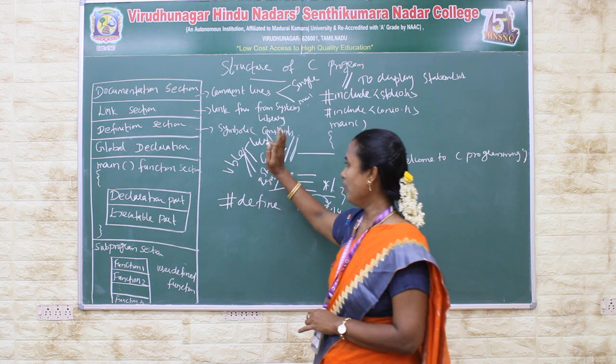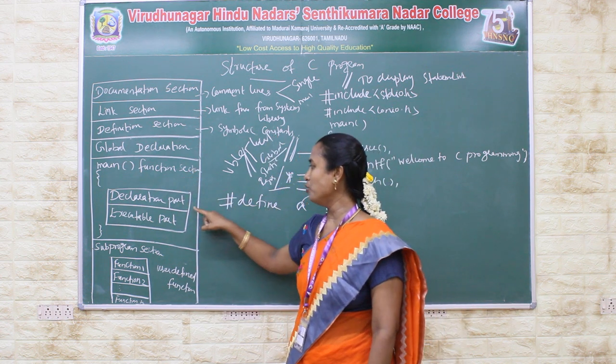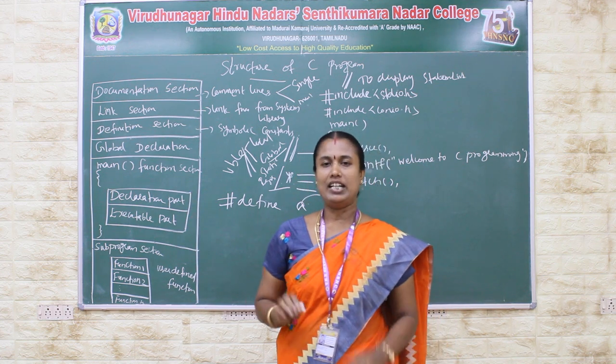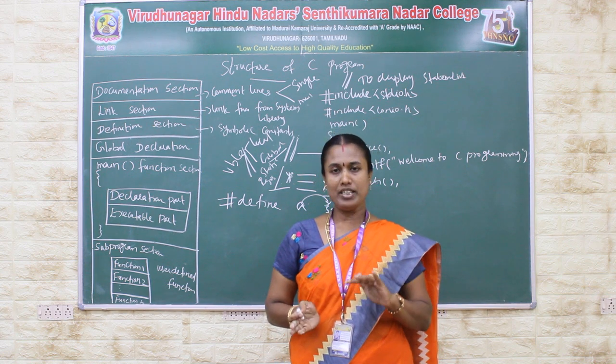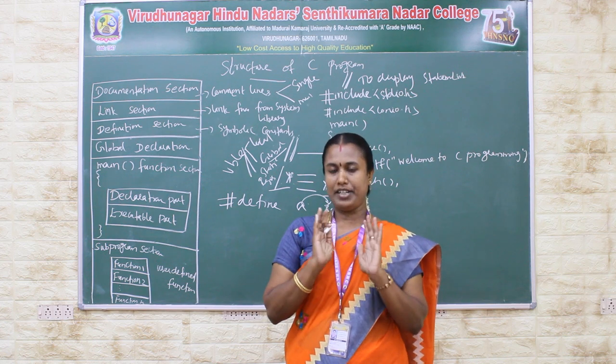So that can be called the global variable. The next section is the main function. In the main function section we have two parts: the declaration part and the execution part. What is the purpose of the declaration part? In the declaration part, we declare what variables we are going to use in this program. Before using a variable, we must declare it. That's why it is called the declaration part.